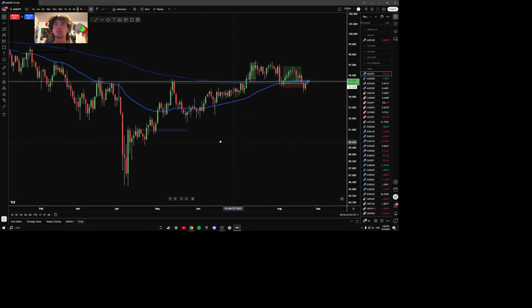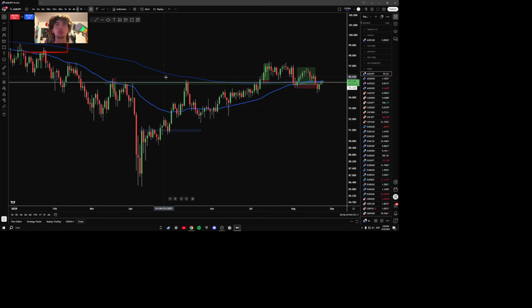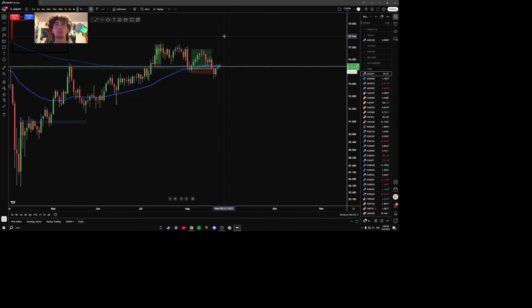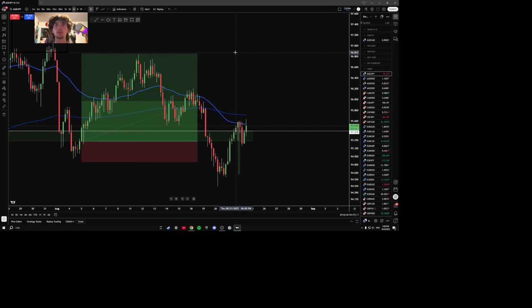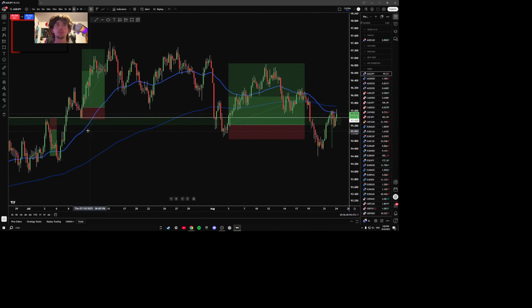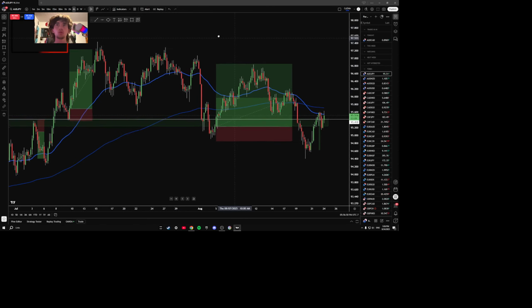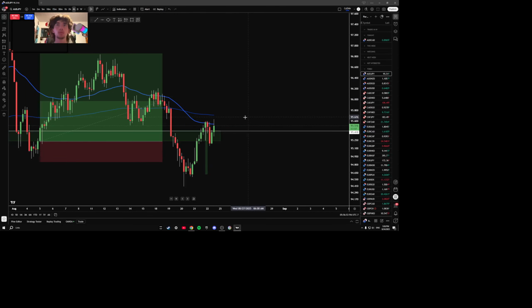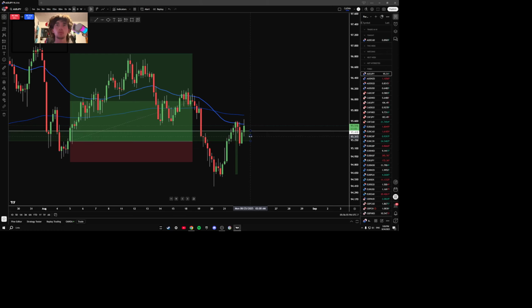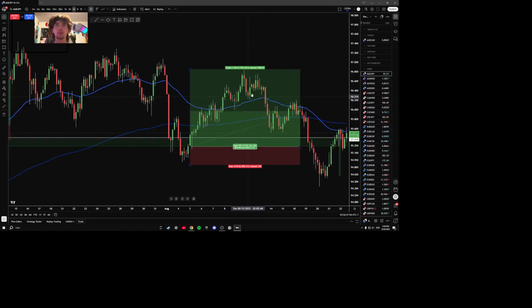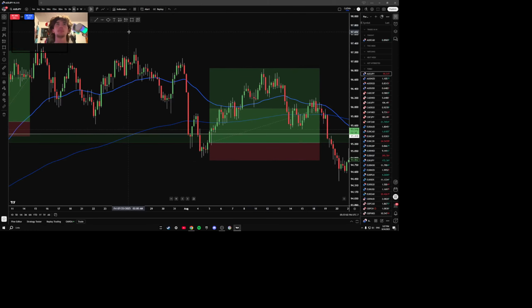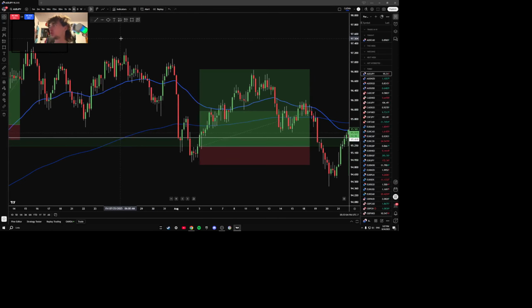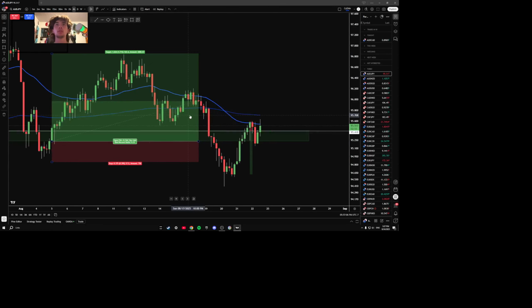Alright, for AUD JPY, what are we looking for? Look for a buy. Maybe a break and retest on the 4 hour to buy. Any 4 hour areas of interest? I'm not really seeing anything with this pair.